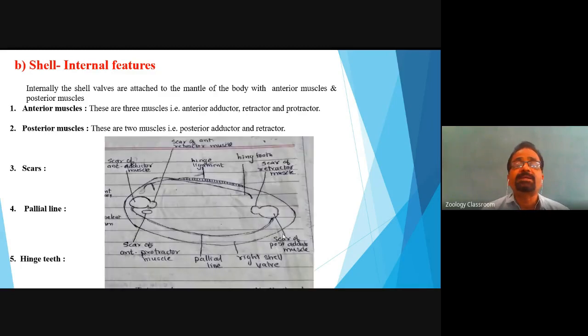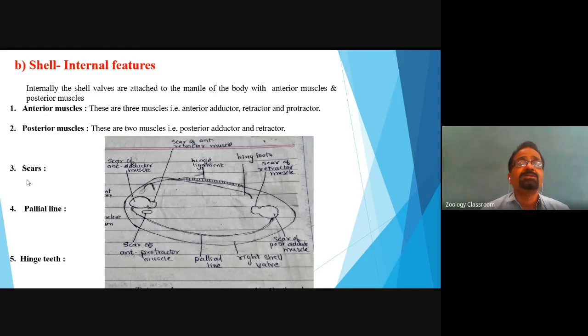See, this is the diagrammatic view after the removal of the animal. This is how the right shell appears internally. This is the scar of the anterior adductor muscle. This is the scar of the posterior adductor muscle. Scar of anterior retractor muscle, scar of anterior protractor muscle, and this is the scar of posterior retractor muscle. So both these muscles play a role in opening and closing of the shell.